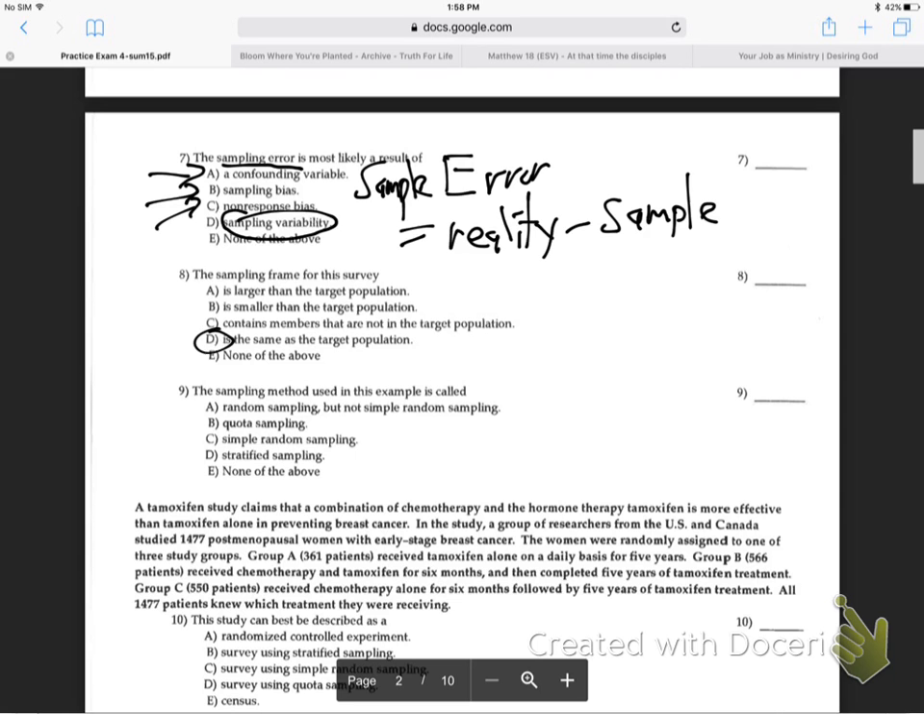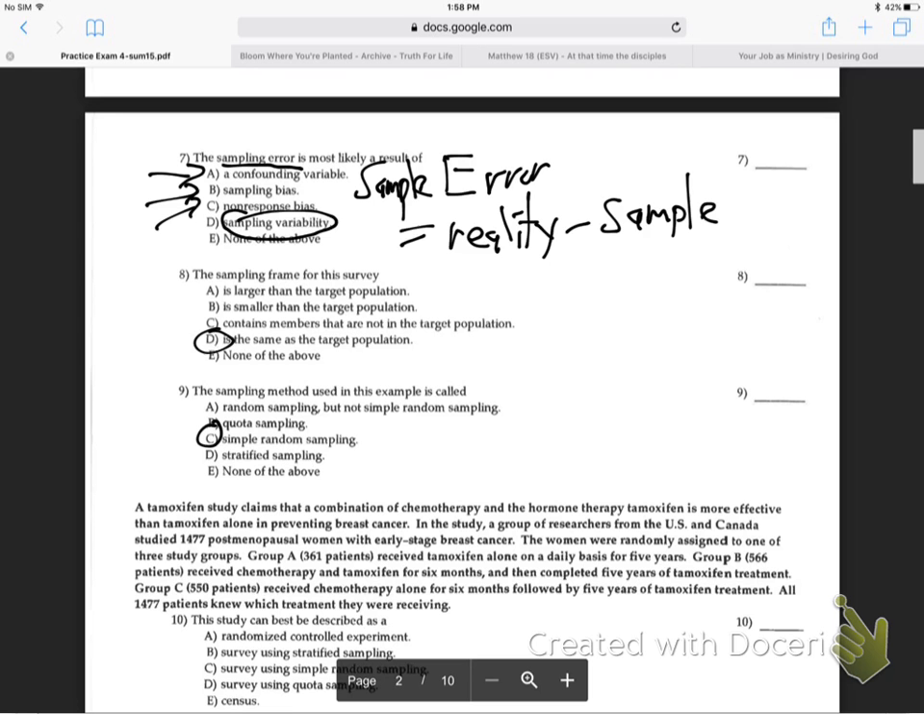8 is D. We just took marbles out of the bag. The target is the bag. The frame is the bag. It's all the bag. They're the bag. Right? Is that okay? Number 9, sampling method. What do we do? We just grab marbles. It's simple random sampling. We just grab marbles out of the bag.